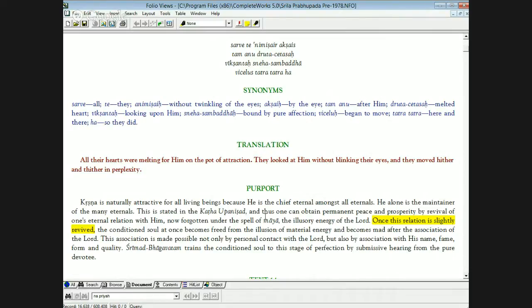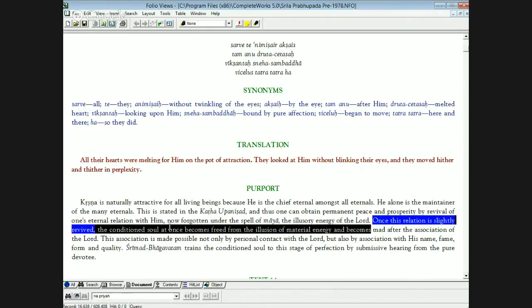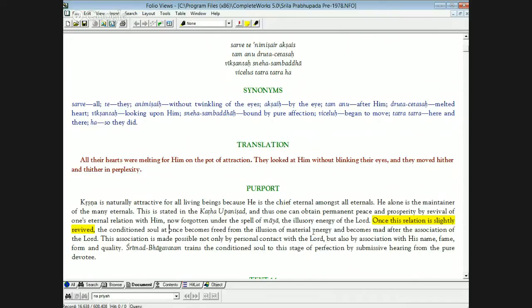Permanent peace and prosperity, even slightly if it is revived. You start a spiritual life, the gunpowder starts burning, and then the conditioned soul becomes free from all illusion and becomes mad after the association of the Lord. In fact, many people will say we are mad only reading purport of the Bhagavatam, but it is like that.